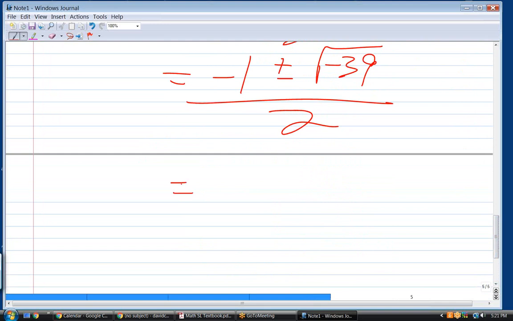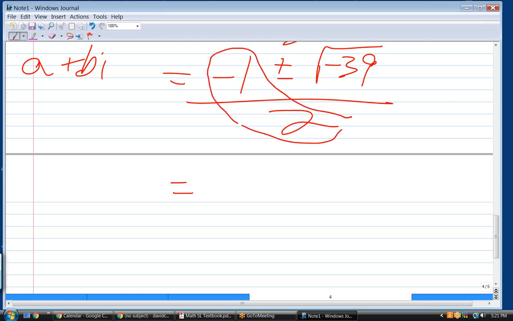Let's put that answer in standard complex form. What would it be? So negative 1 plus or minus square root of negative 39, over 2. In other words, if you want this in a plus bi form, how do we do it? You're going to break it up. The a part comes from that. So it's negative 1/2.